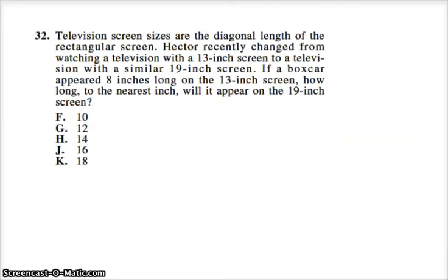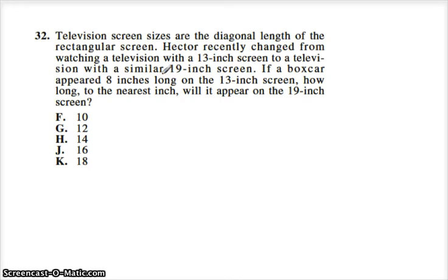Next up, we have, this should be, yes, 32. So number 32, we're told that we have television screen sizes that are similar in shape. And Hector has changed from watching a television with a 13-inch screen to a similar 19-inch screen. So if some image, a boxcar, appears 8 inches long on his 13-inch screen, how long to the nearest inch will it appear on the 19-inch screen?